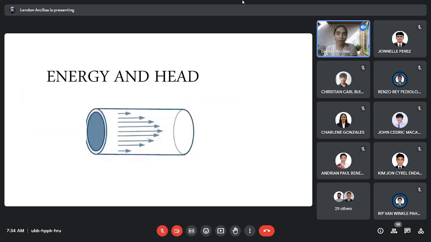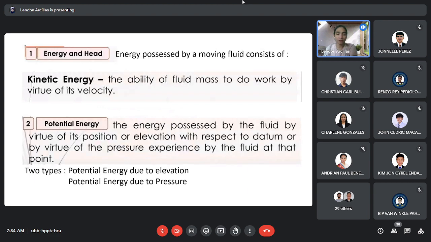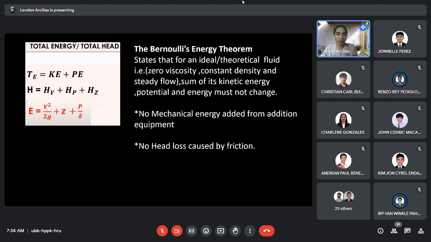So, we also have energy and head. So, ang energy is composed of three. We have the kinetic head, the elevation head, and the pressure head. So pag perfect yung energy flow, which is E1 equal to E2, walang friction, wala ding machine, then we could say that that is Bernoulli's energy theorem. So that is a perfect flow or perfect energy flow.